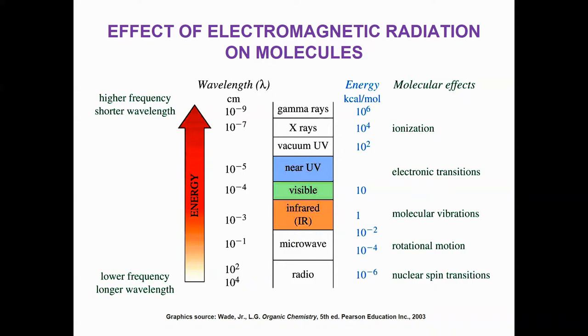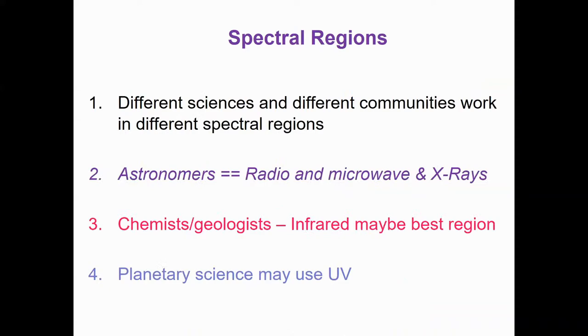Different scientists and different communities tend to work in different spectral regions. Although these things are very general, it's an important thing to note that when we bring these people together to study astrobiology, in an astrobiology conference, you will see many different types of spectroscopy being used and spoken about. So broadly, and these are very broad categories, astronomers like to work in the radio and microwave region. That's what they particularly use in astrochemistry. Also, they like to look in the X-ray region. Looking at star formation systems is quite good.